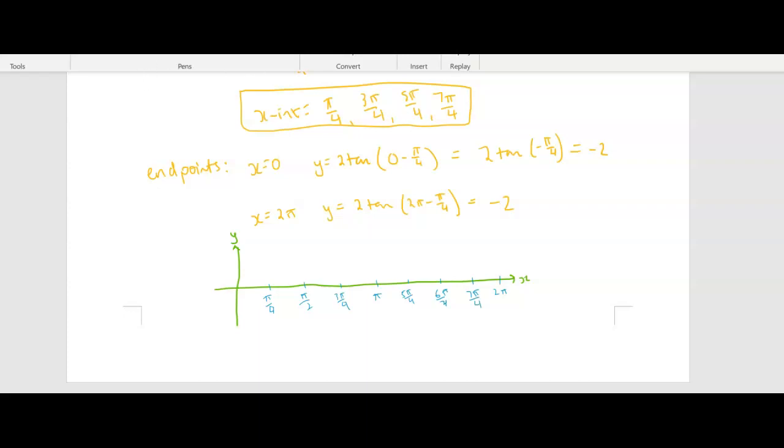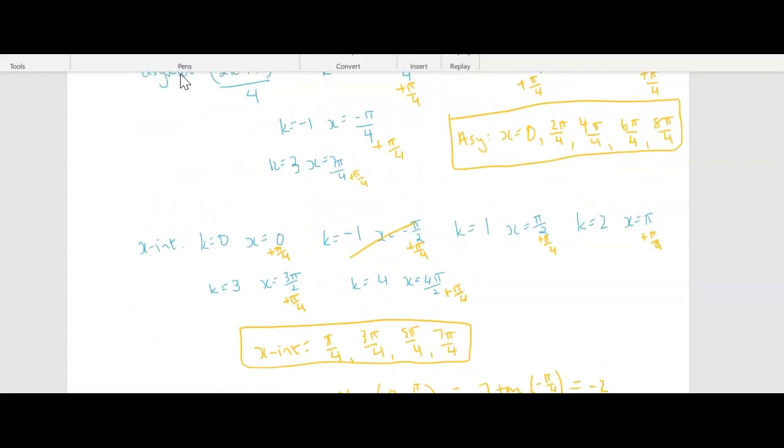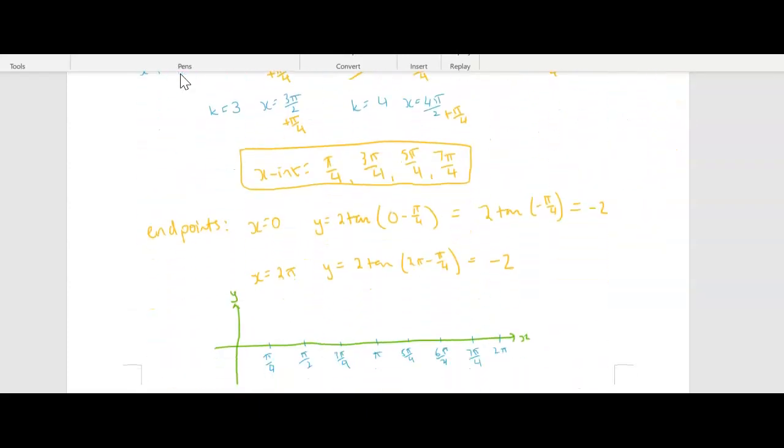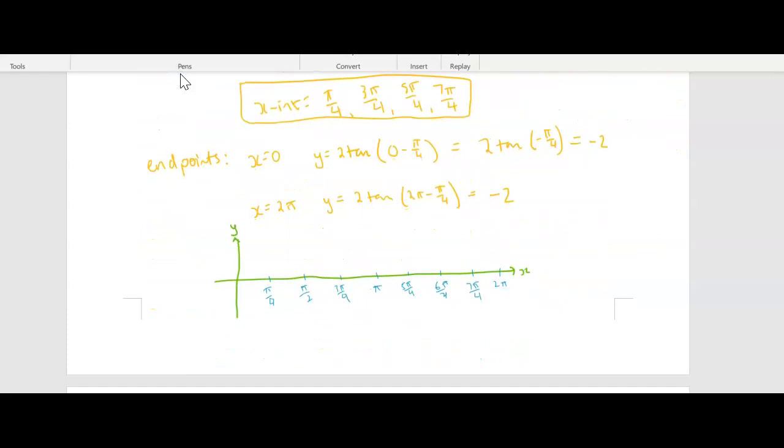All right, so let's draw our asymptotes first. So our asymptotes are 0 and going up by multiples of 2. There's our first one. So there's all our asymptotes. I might do the graph in pink. Okay, so we're going through, and the halfway point is our x-intercepts.